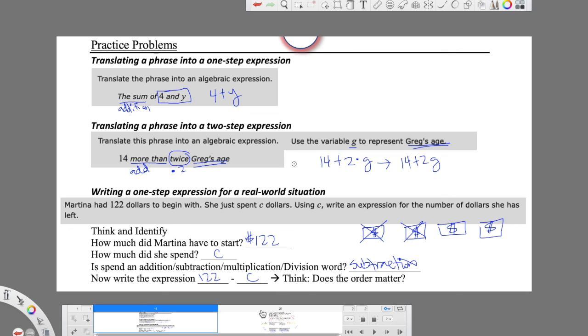And let's think, does this order matter? Would it matter if I wrote c minus 122? In this case, yes, because this would tell me that she spent $122. She had c, she started with this, and she's spending the 122. So this second one is a very different expression. You want to be very careful when we're talking about subtraction. If it was addition, it actually wouldn't matter. You could switch the order. Multiplication is the same way. But subtraction and division are very picky on the order. So make sure you're paying attention to how you write those.